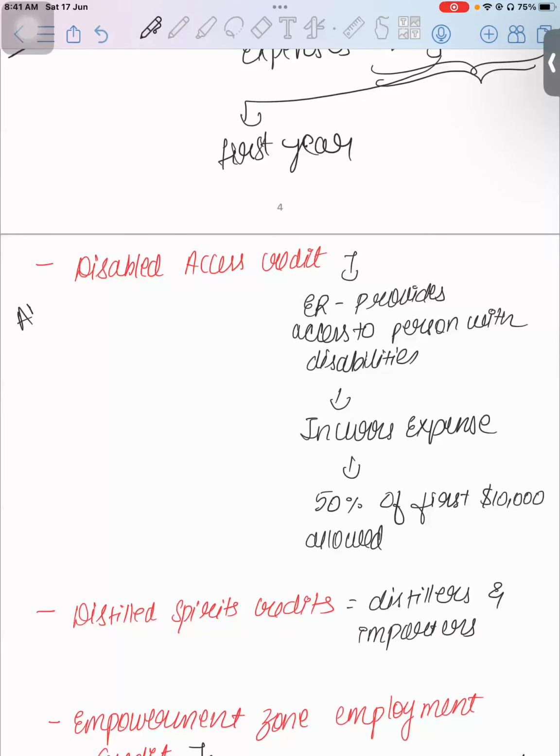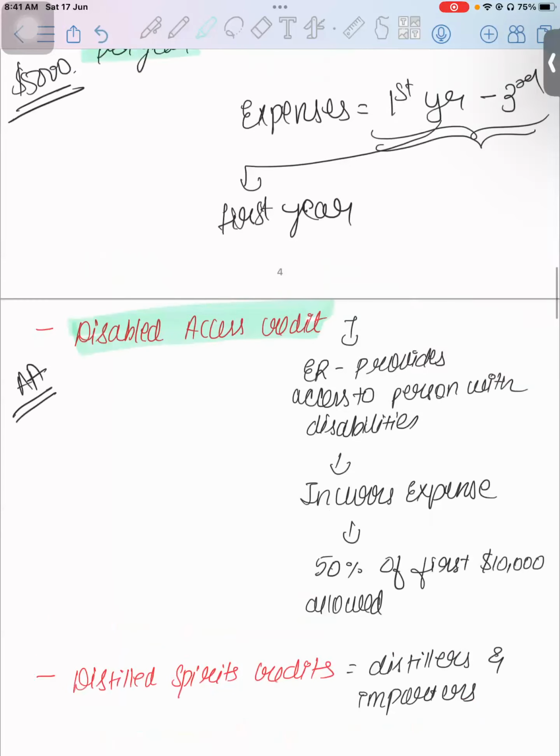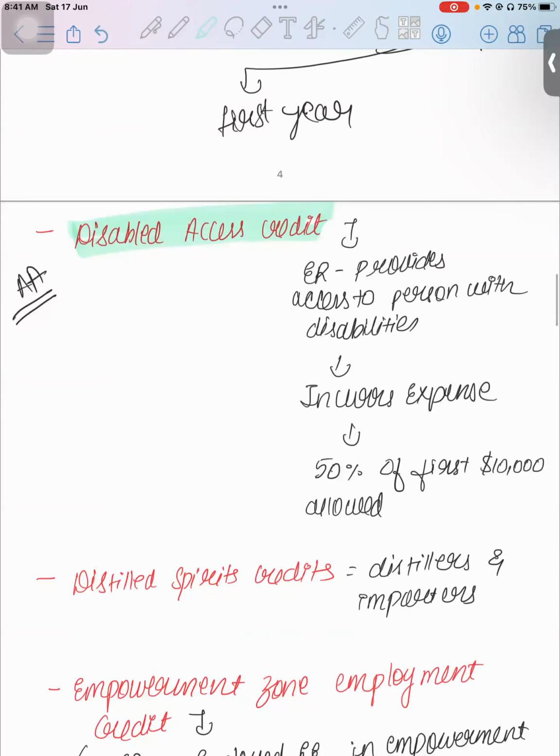Next is, and this is most important, there will be one question from this topic: disabled access credit. What happens, right? If the employer is having any disabled employee at their organization, maybe handicapped, or maybe due to any reason the employee is disabled, but still he is having proper skills and he's working in that organization, an employer is providing that particular person with the facilities.